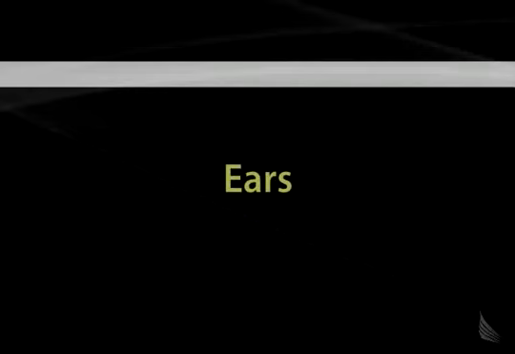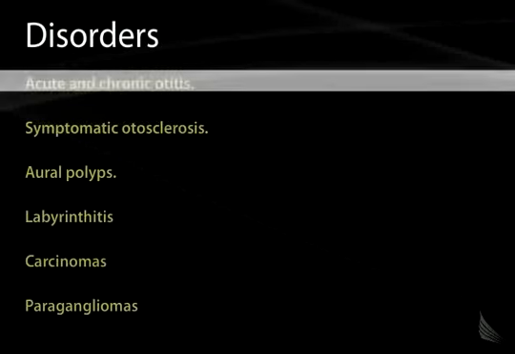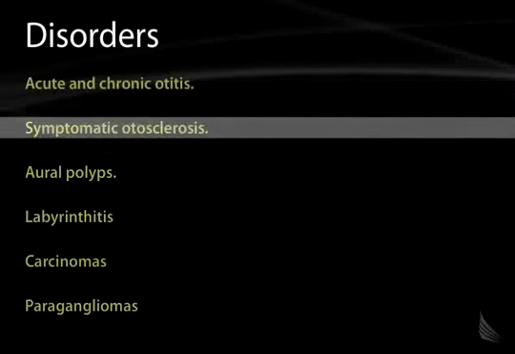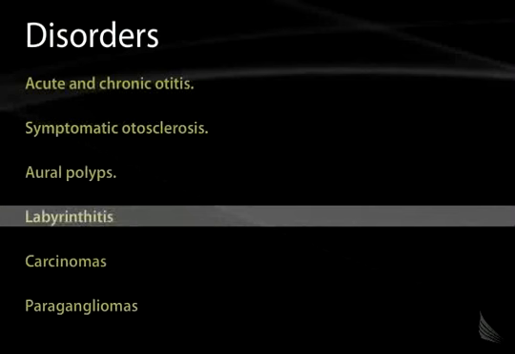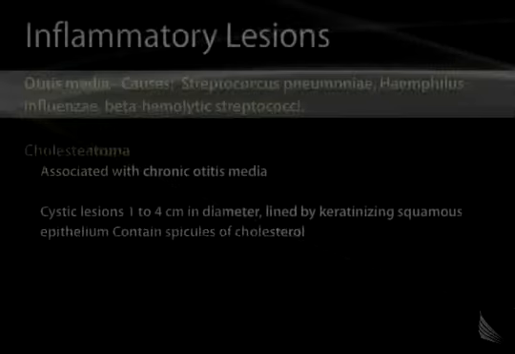This now brings us to the ears and the various disorders that can affect this organ. What we need to concern ourselves with here, first of all, are the infections and inflammations, such as acute and chronic otitis media. We will then deal with some of the hereditary conditions that can affect hearing, such as otosclerosis, oral polyps, labyrinthitis, which not only can affect a patient's hearing, but their balance as well, and then some of the tumors that are seen in this region, such as the carcinomas and paragangliomas.